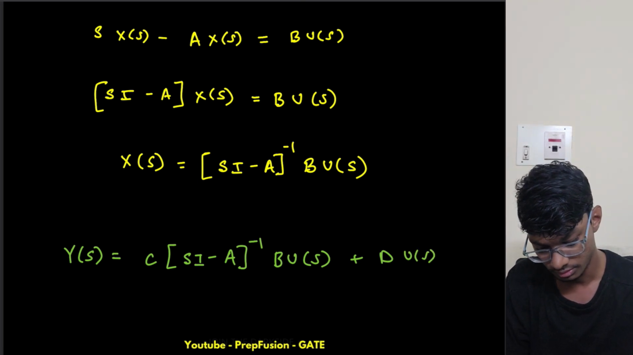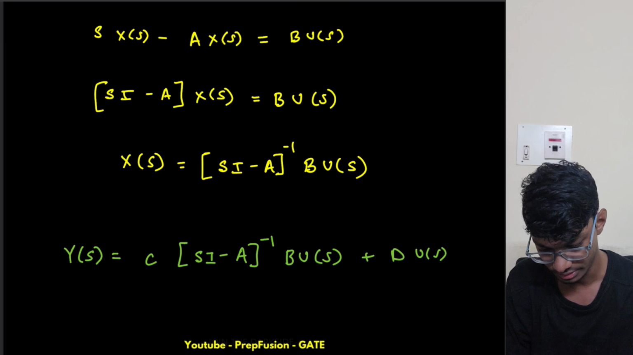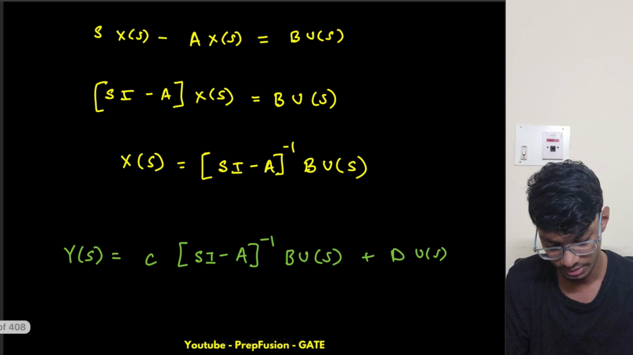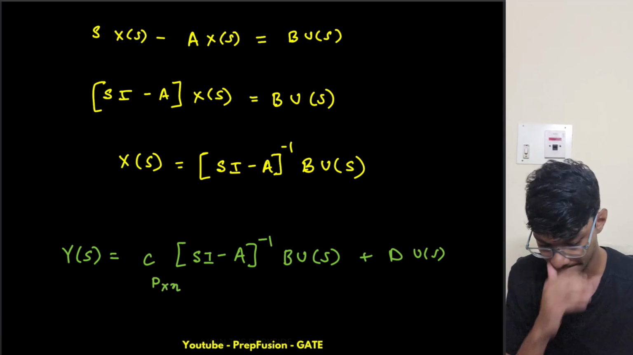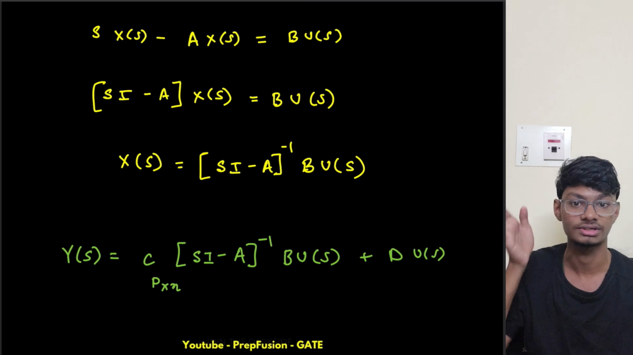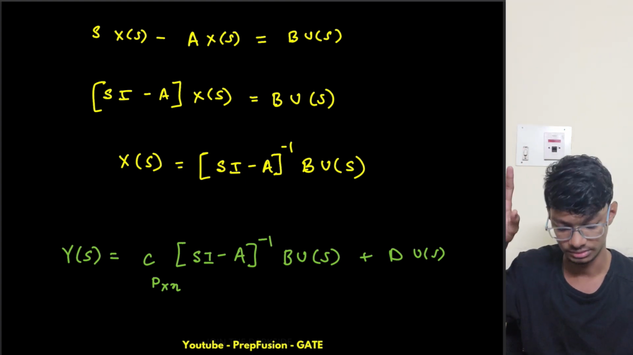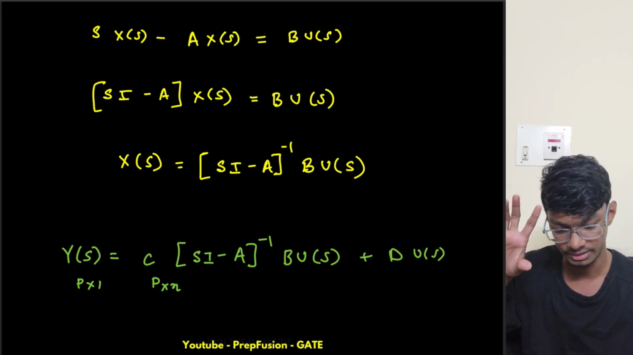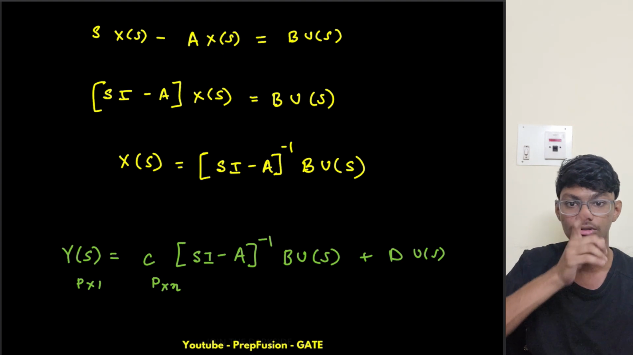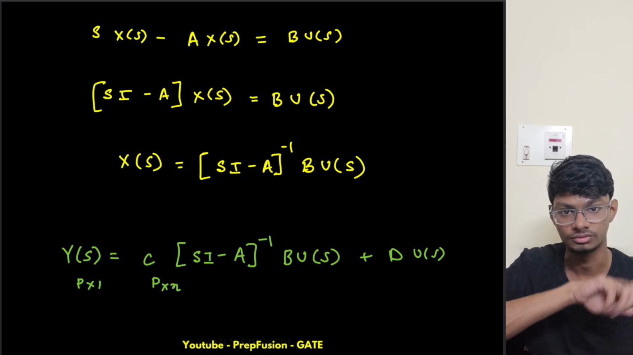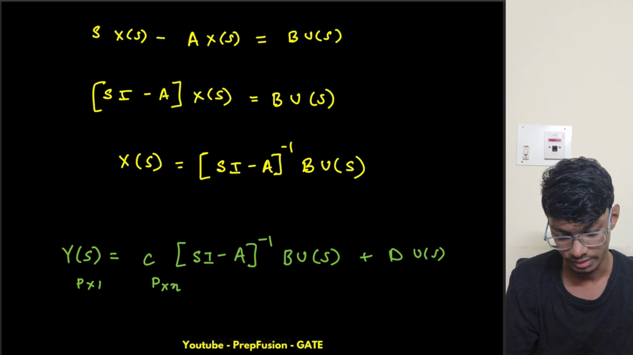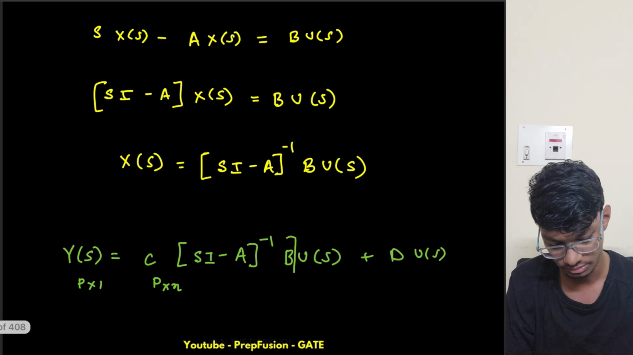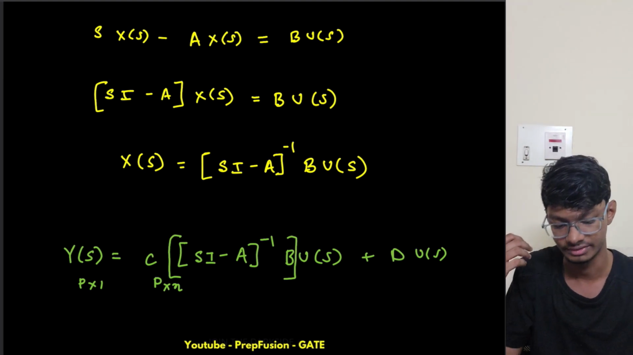Now just to match our calculation, let me write the orders also. What is the order of C? The order of C is p cross n. It was getting multiplied with X(s), so this order is p cross 1 only. P is the number of outputs, so p will come at the start and n will come at the end, because it is getting multiplied with the state variable. The state variable has order n cross 1. This whole thing also has order n cross 1 only, because it has been replaced by the state variable itself.